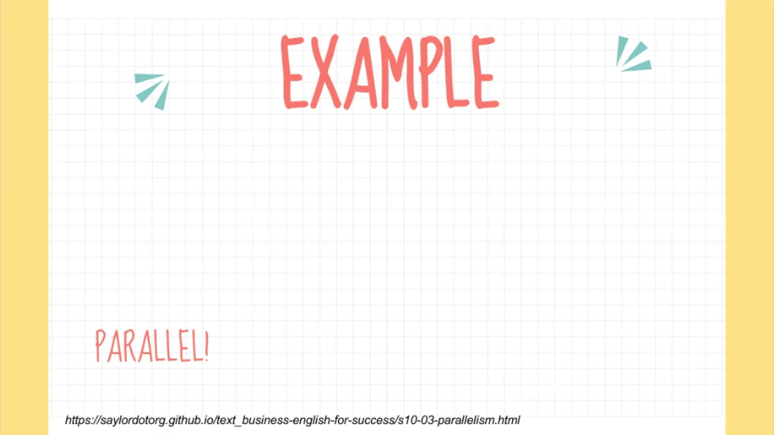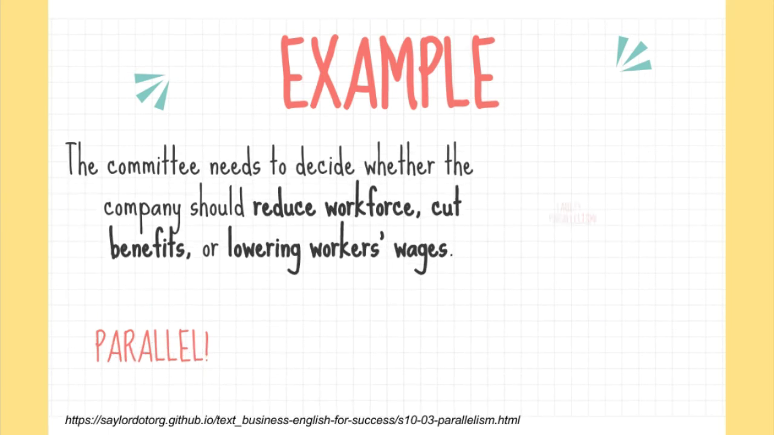How about this sentence? The committee needs to decide whether the company should reduce workforce, cut benefits, or lowering workers' wages. So it is a faulty parallelism. So what do you think is the mistake of this sentence? This sentence contains two items that use the same verb form, reduce and cut, and the third item uses a different verb form, lowering. So how are we going to make this sentence parallel?